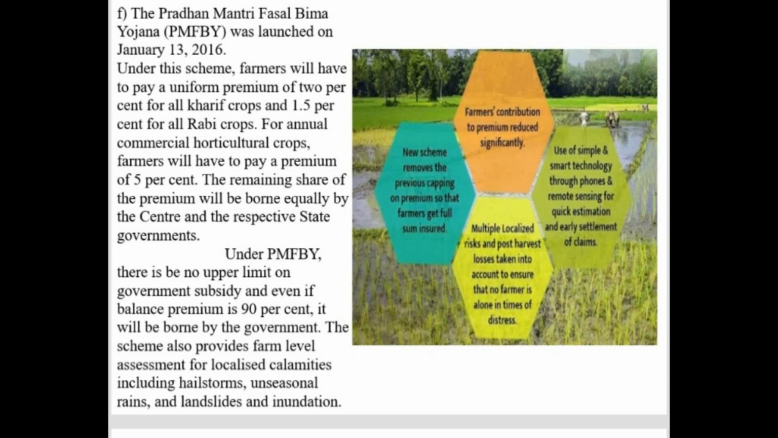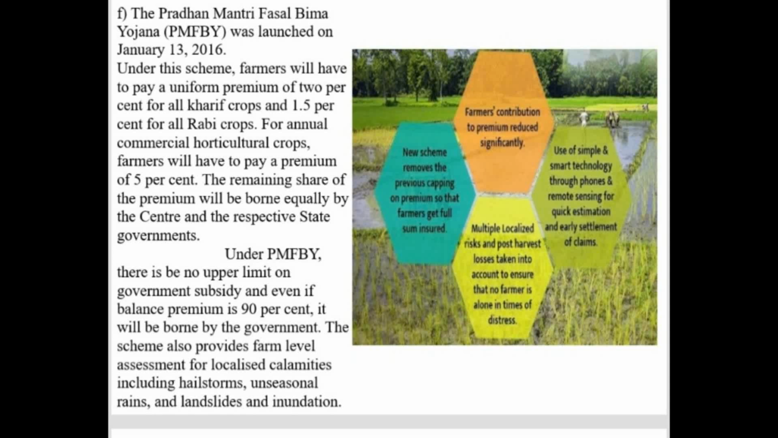So we know that India is an agriculture dependent country. In this country, the role of the farmer is very important. So to protect the farmer and to rescue the farmer during the failure of crops, the government has brought this program so that it encourages the farmer to go for cultivation without any worries. Here, under this scheme, the farmers will have to pay a uniform premium of 2% for all Kharif crops and 1.5% for all Rabi crops.